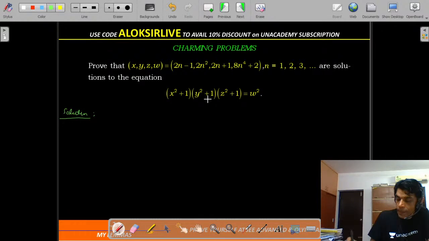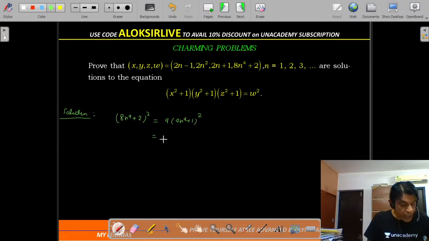Now see, this is not Sophie Germain, but look at w. What is w? It is 8n to the 4 plus 2, right? The moment you write 8n to the 4 plus 2 and you write it whole squared, something good happens, because 2 will come out, so this is 4, and 4 times (n to the 4 plus 1) whole squared. So you have got again the Sophie Germain form, right?